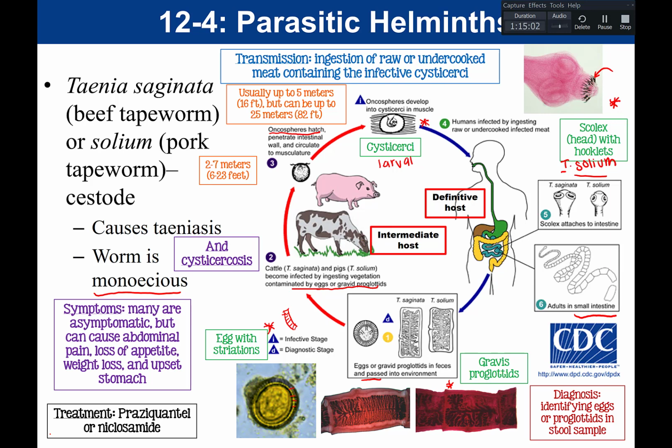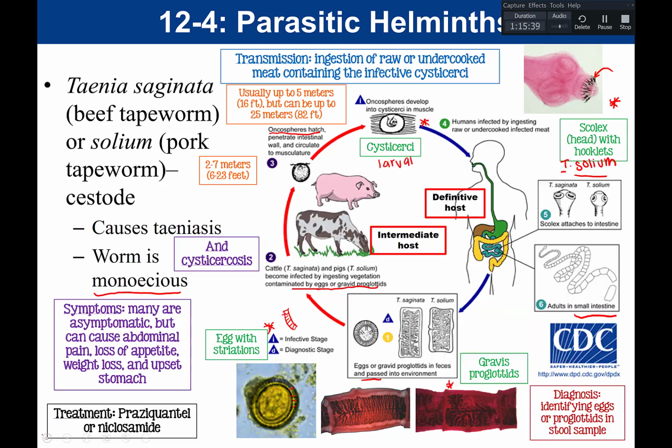So, when we ingest the cysticerci, right? When we ingest the cysticerci and it goes into the body, the cysticercus develops over 2 months into the adult tapeworm. And so the adult tapeworm is going to survive for years in the intestine.